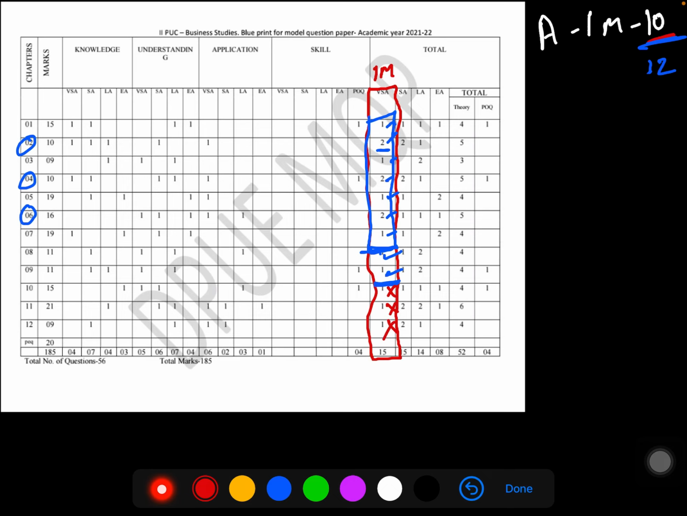Next, let's talk about section B. Section B is completely 2 mark questions. Again, you have to prepare for 10 questions. So see again which chapters you are going to get 2 questions from.